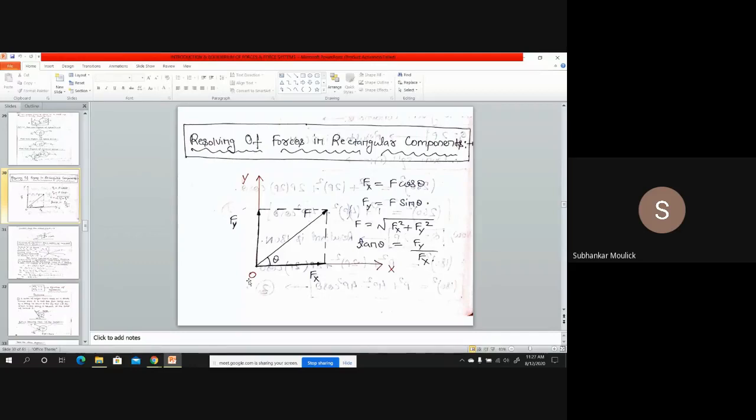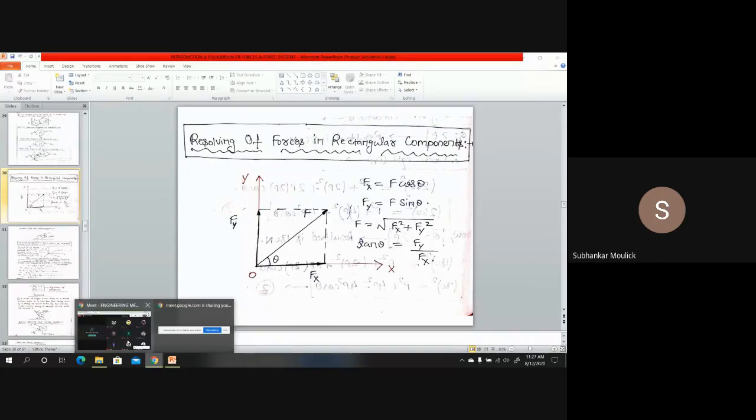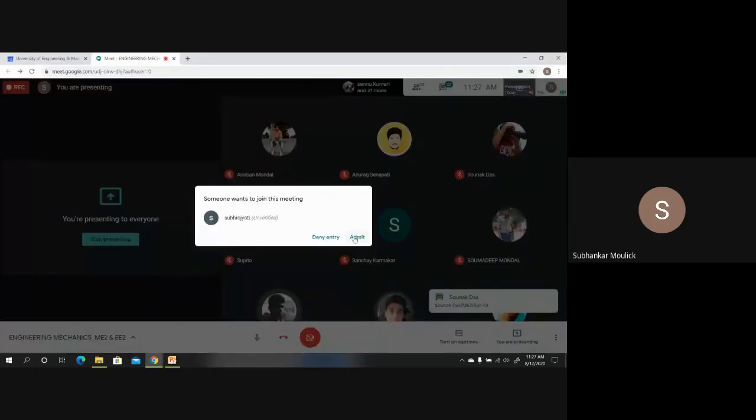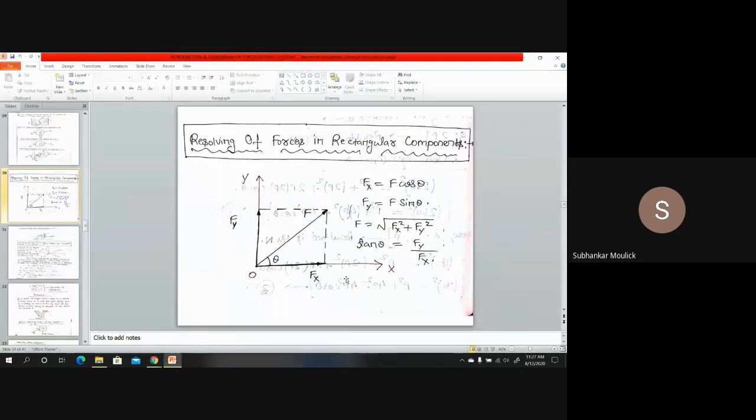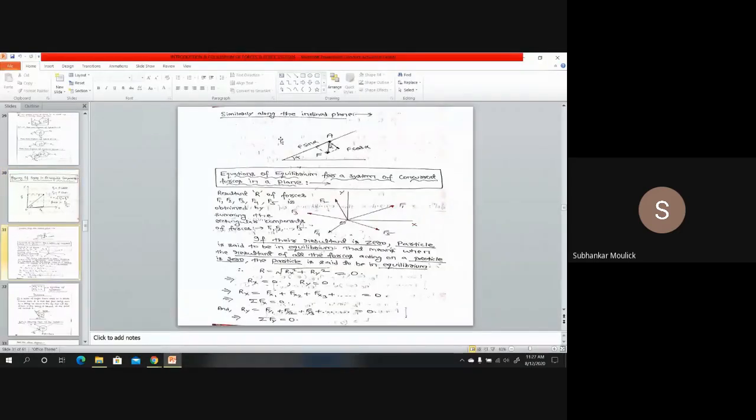That force can be parallel to the x-axis, parallel to the y-axis, or inclined at some angle. So how to resolve that force, we have seen. How to resolve any force in an inclined plane, that also we have seen. And lastly, we discussed the equations of equilibrium for a system of forces.